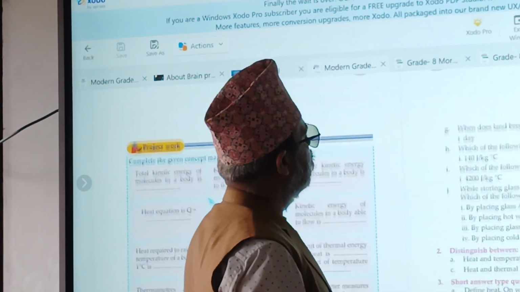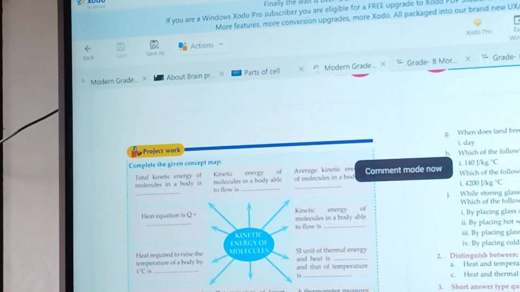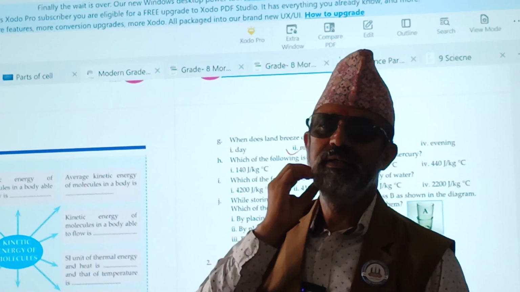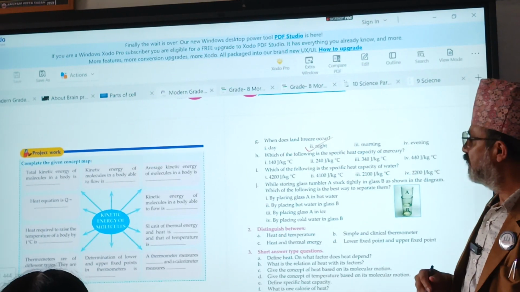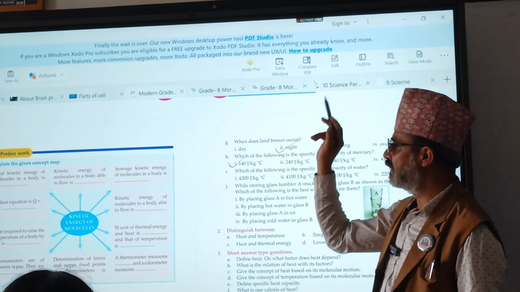All right. Now, children, we are discussing question number G. What does question number G say? Land breeze occurs at night. At night, cold air goes from land to sea. They are still confused. Sea breeze means cold air comes from sea to land during daytime, and in land breeze, cold air blows from land to sea. That is night time, right? Remember. Number H. Which of the following is the specific heat capacity of mercury? 140 joule per kg degree centigrade.